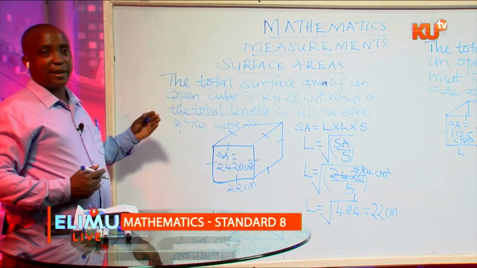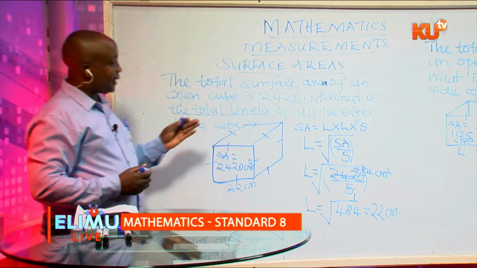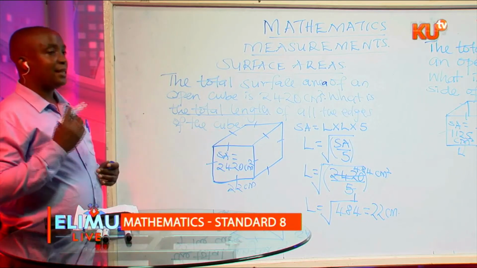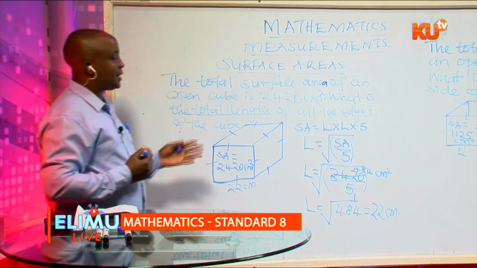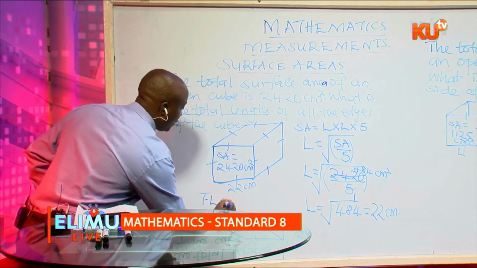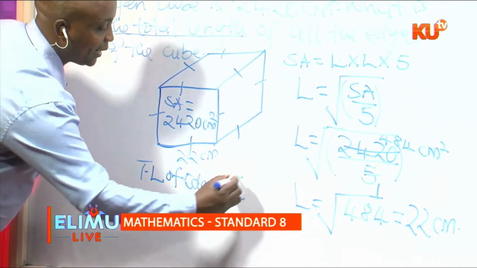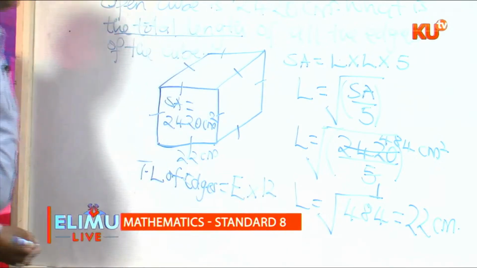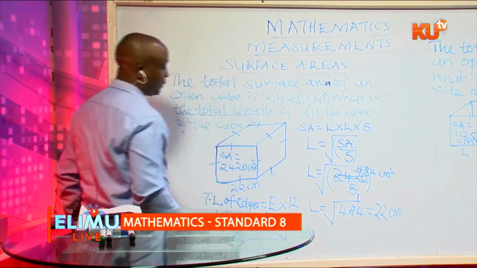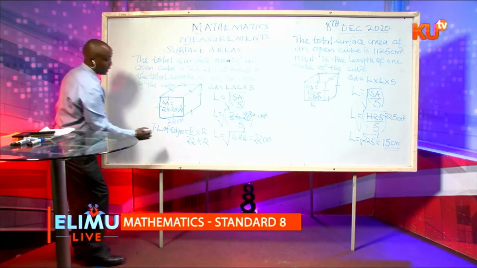But we have not answered the question. The question asks, what is the total length of all the edges? Now, we said at the beginning that a closed or an open cube has 12 edges, and these 12 edges are equal. So to find the total length of all edges, we have the length of one edge multiplied by 12. So we are going to have 22 multiplied by 12. So when we multiply, what do we get?